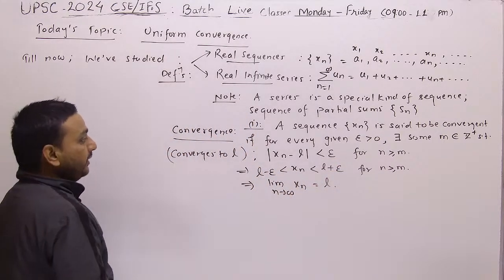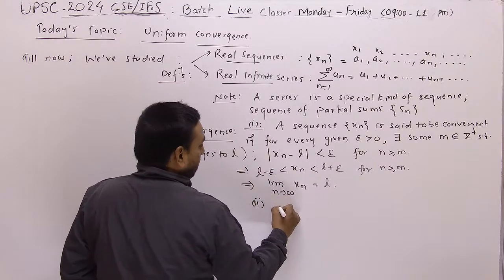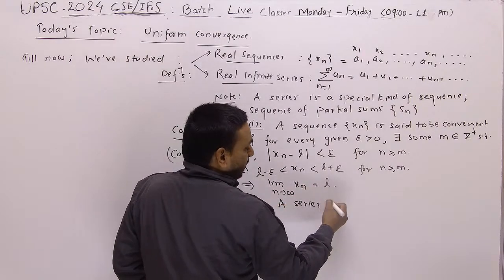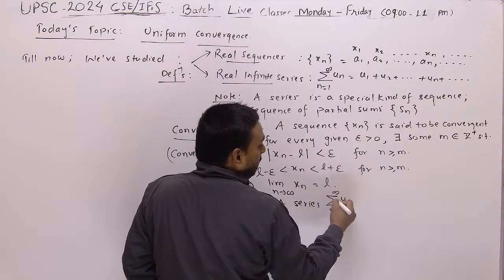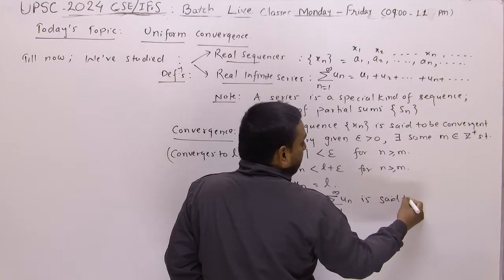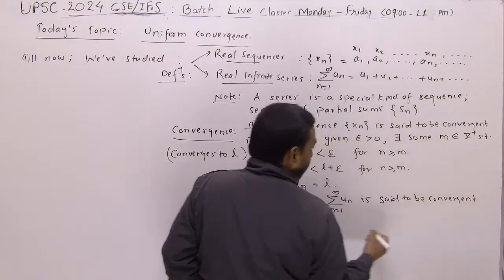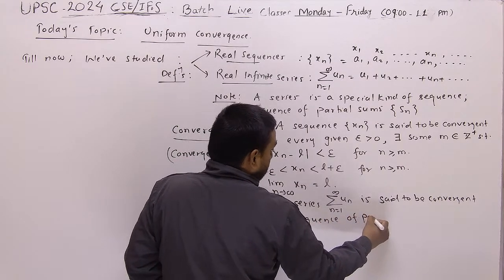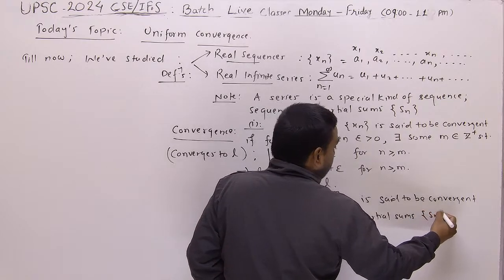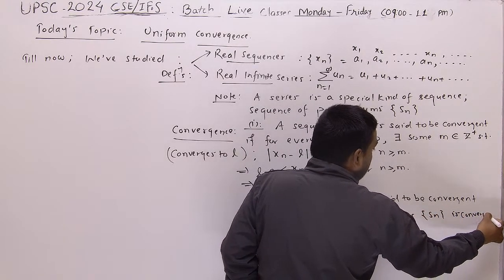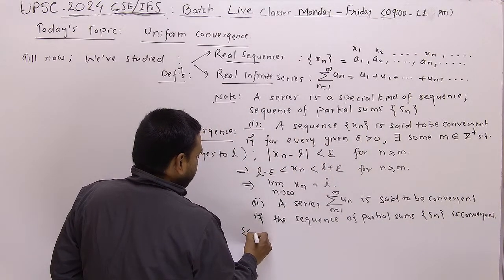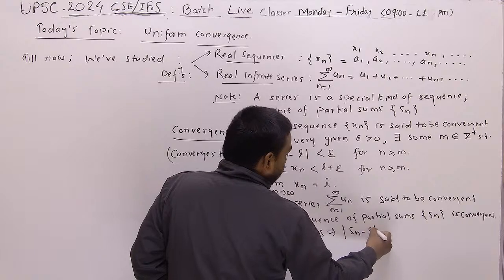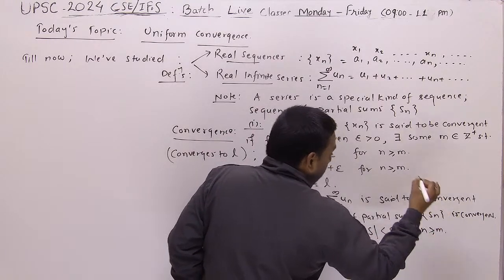Right? Now look, when you talk about convergence of a series, an infinite series summation n going from 1 to infinity un is said to be convergent if the sequence of partial sums that we represent by Sn is convergent, because the sum of that series will be a finite number. So the sequence Sn converges to S. This implies modulus of Sn minus S is less than epsilon for n greater or equal to m.